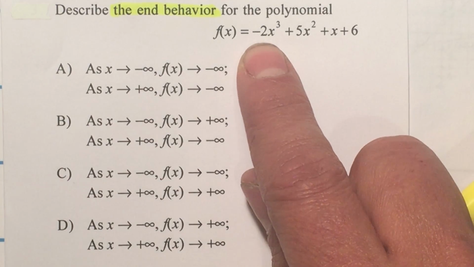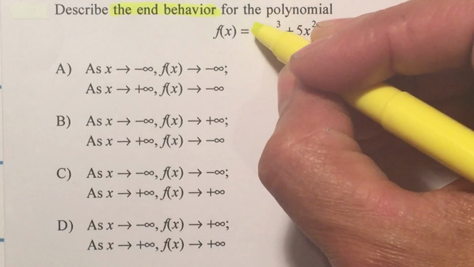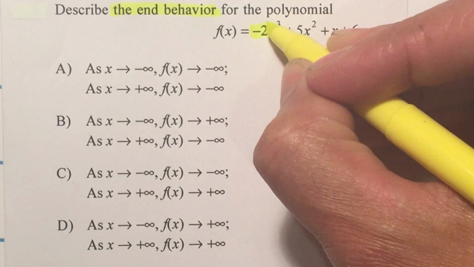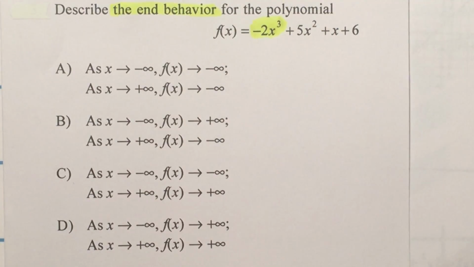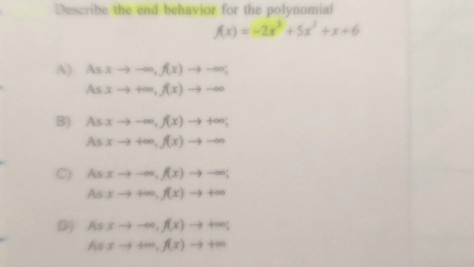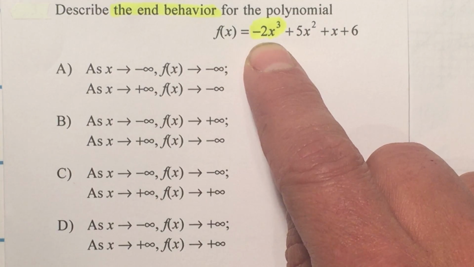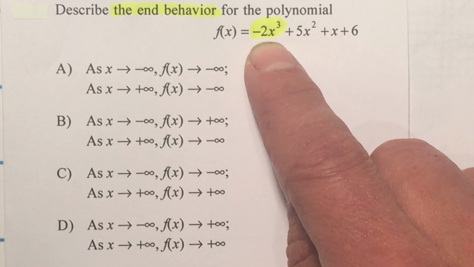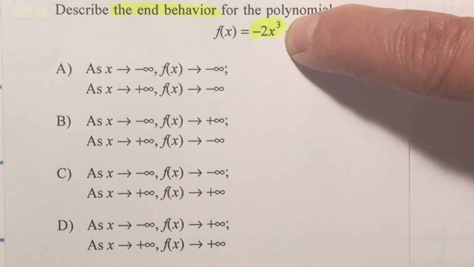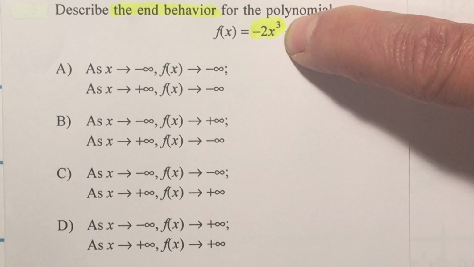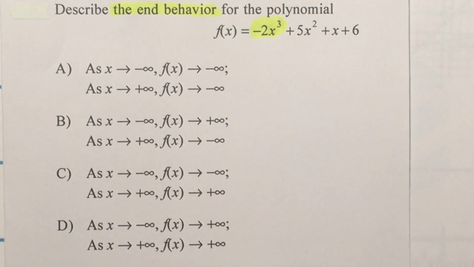Now remember, the one that's going to be determining the end behavior is the one with the largest exponent, and in this case it is negative 2x to the third. This number is going to become a huge negative number or a huge positive number, where these ones are not going to make a difference on your answer. So let's go through the answers.